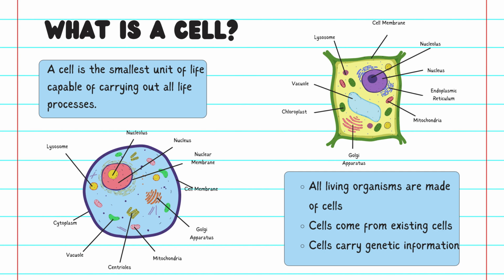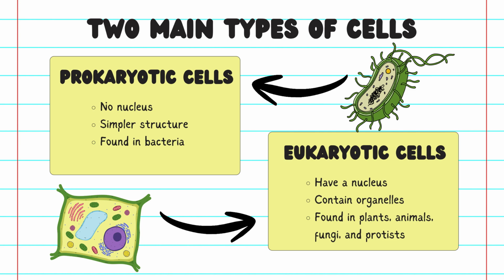What is a cell? A cell is the smallest unit of life capable of carrying out all life processes. All living organisms are made of cells. Cells come from existing cells. Cells carry genetic information. There are two main types of cells. The first one is prokaryotic cells. The second is eukaryotic cells.